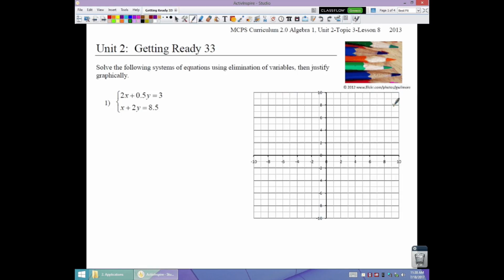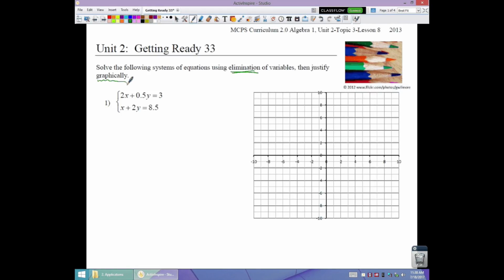Okay, so we're going to solve some systems of equations using the elimination method. And then we're going to verify that, justify that graphically. Okay, so we're really going to be using two of the three methods that we've been studying.